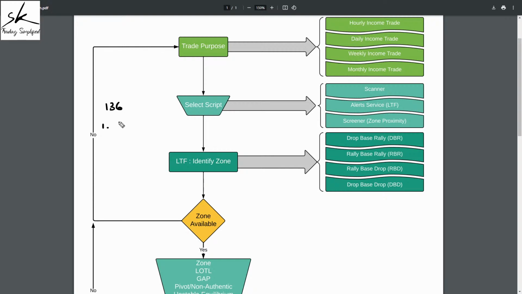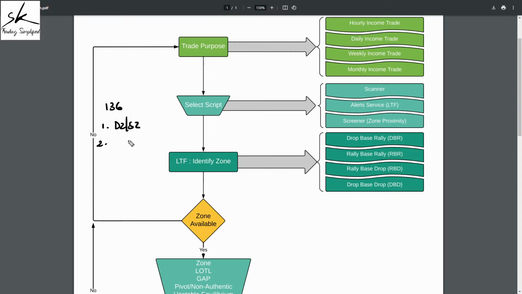Challenge number one is that the majority of the symbols in this list don't have a quality demand zone or supply zone. And if you don't have a quality zone, you can't plan your trade, right? Because to plan a trade, I need a quality area on the lower time frame against which I can lean to participate in a trade.